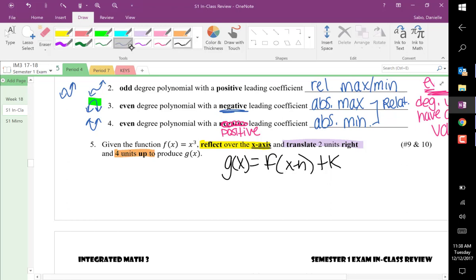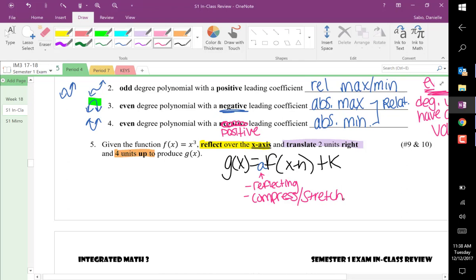Hopefully you're using a pencil. The a out in front tells us if we are going to be reflecting, compressing, or stretching. That's what that number out in front tells us.